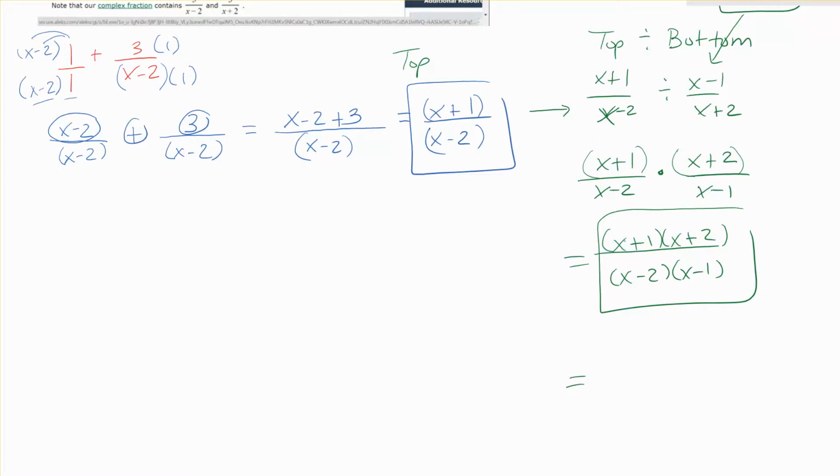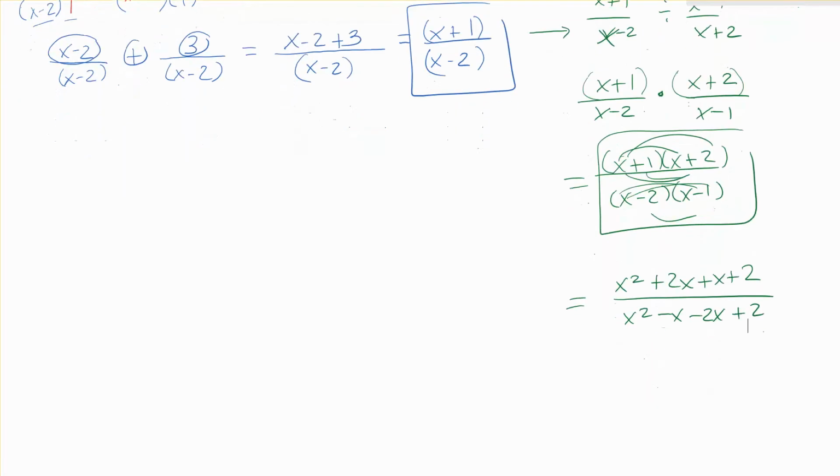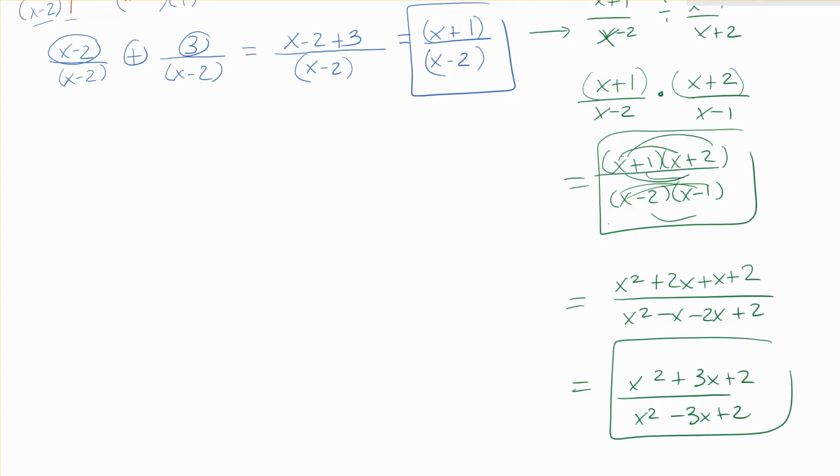So you would get x squared, you do your x times 2 is 2x, 1 times x is x, and 1 times 2 is 2, all over, do the same thing down there, x squared minus x minus 2x plus 2, and then add like terms. So you get x squared plus 3x plus 2, all over x squared minus 3x plus 2. So you could do a final answer like that on ALEKS. On the test, you can do this factored expression as your final answer.